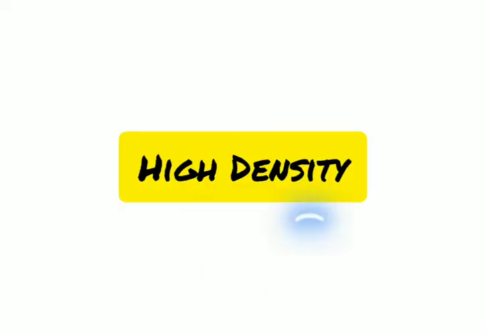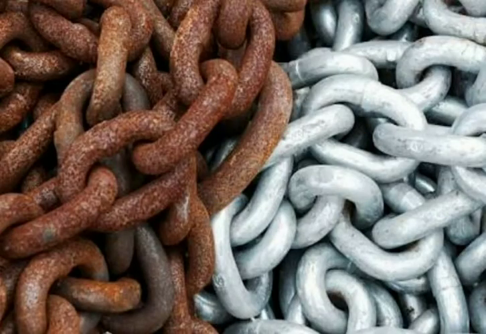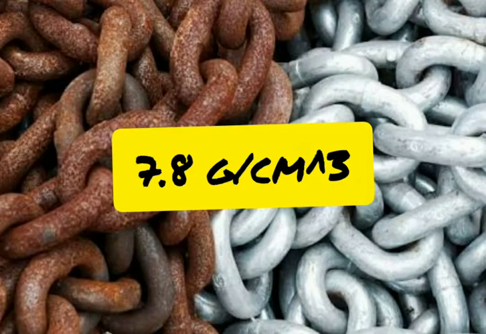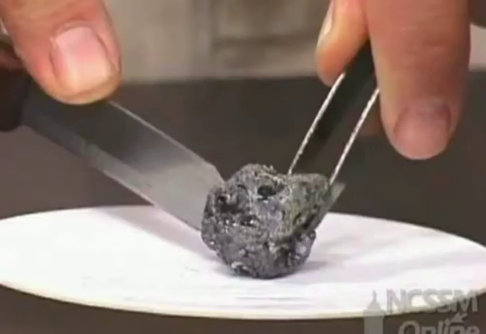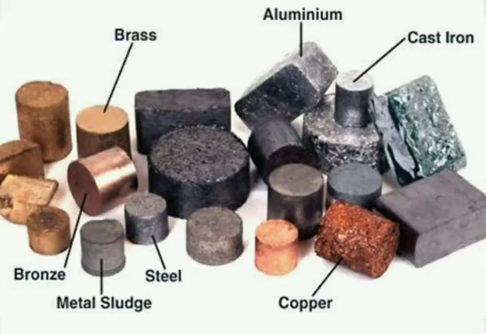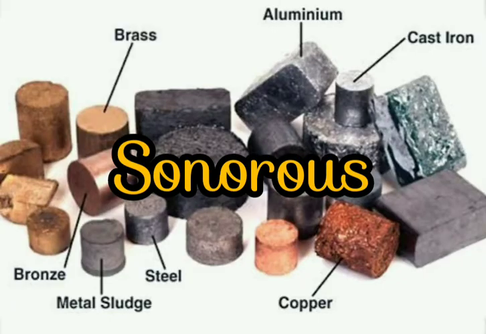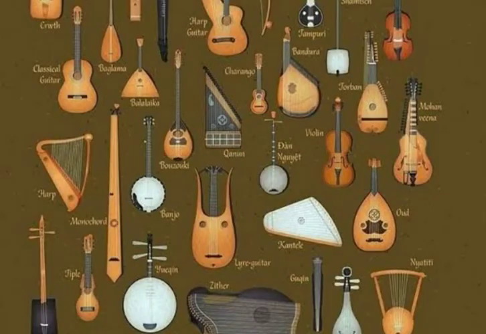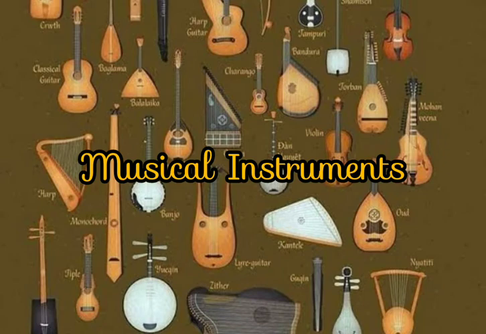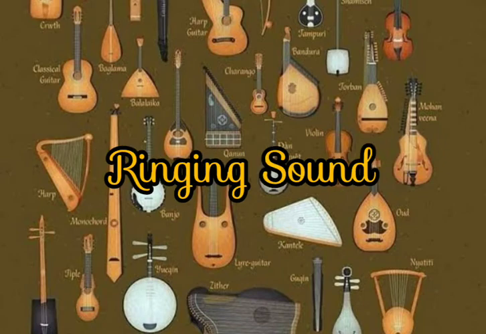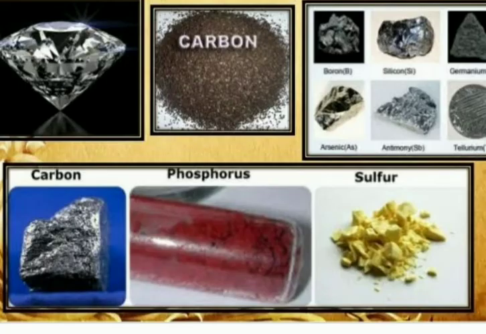And the next property of metals is they have high density. For example, iron metal has a density of 7.8 gram per centimeter cube, which is quite high. Sodium and potassium have low density. And the next point is metals are sonorous. Due to this property, they are used for making bells and some musical instruments because they produce a ringing sound.